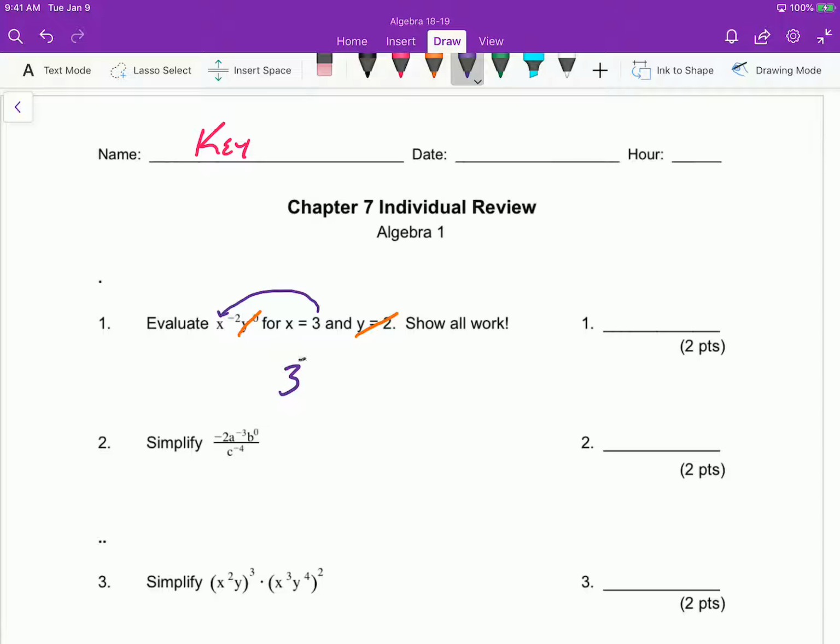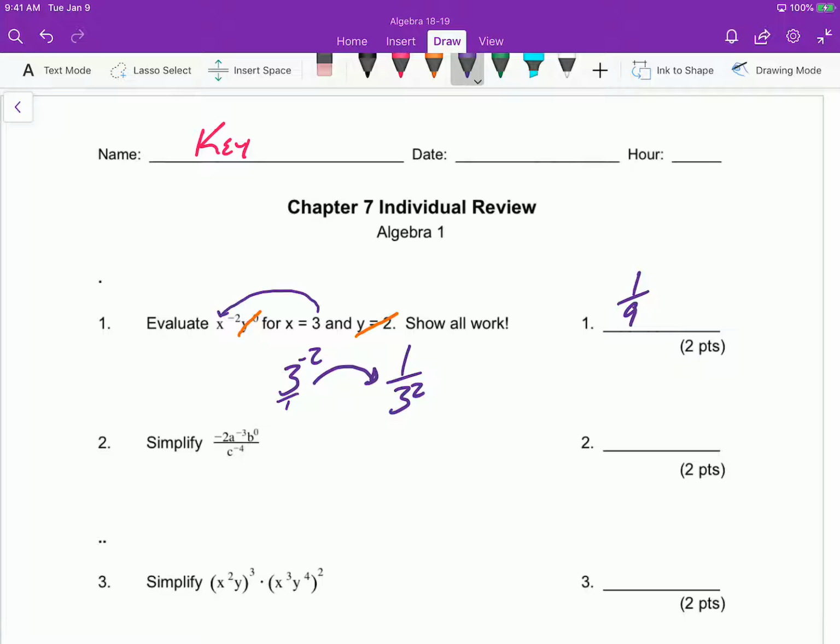So I get 3 to the negative second, which we know actually means the reciprocal of that. If we think about that as like being 3 over 1, the reciprocal would be 1 over 3, and then it would be to the positive 2. 1 over 3 squared would be 1 over 9.